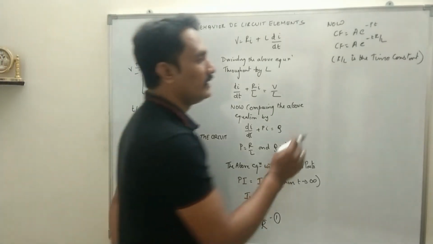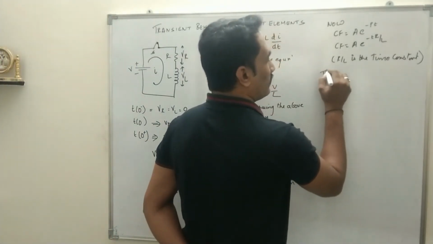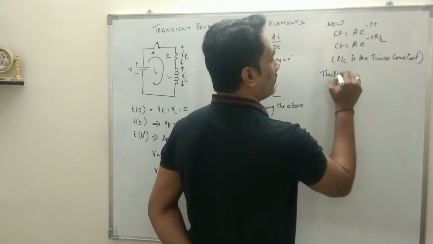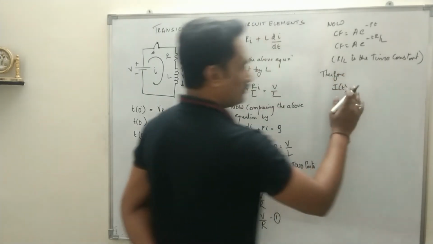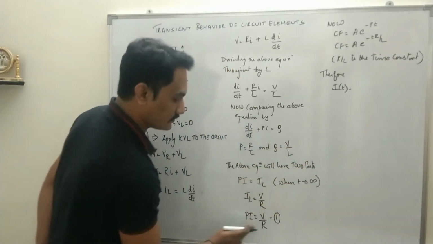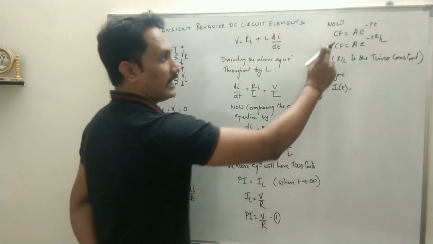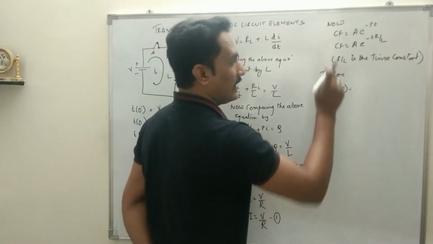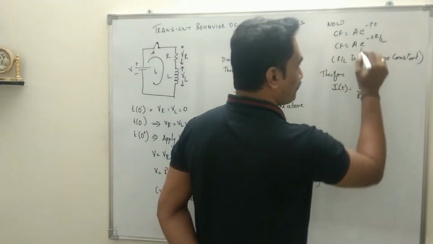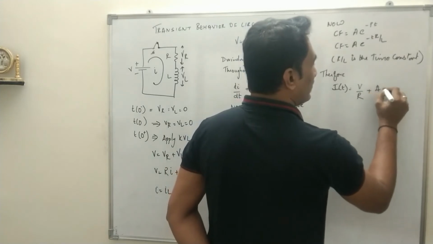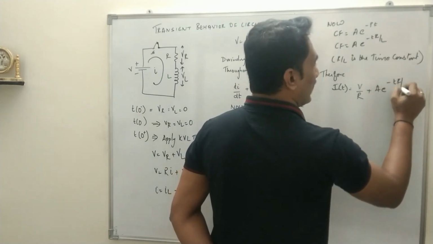Okay. Now, so therefore i(t) is equal to, it has two expressions. One is the particular integral and the other is the complementary function. It is V by R plus A e raised to power minus t R by L.